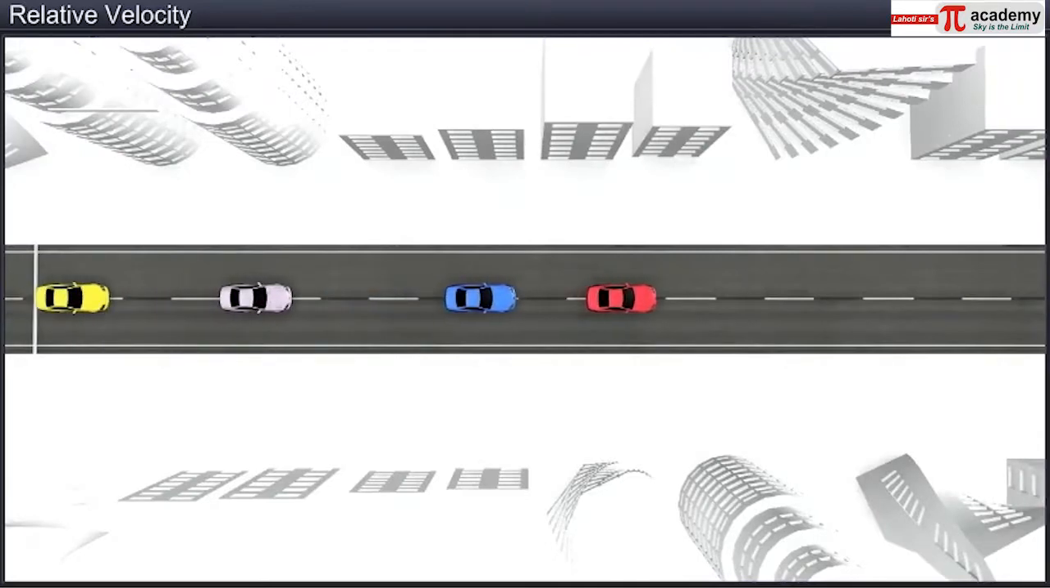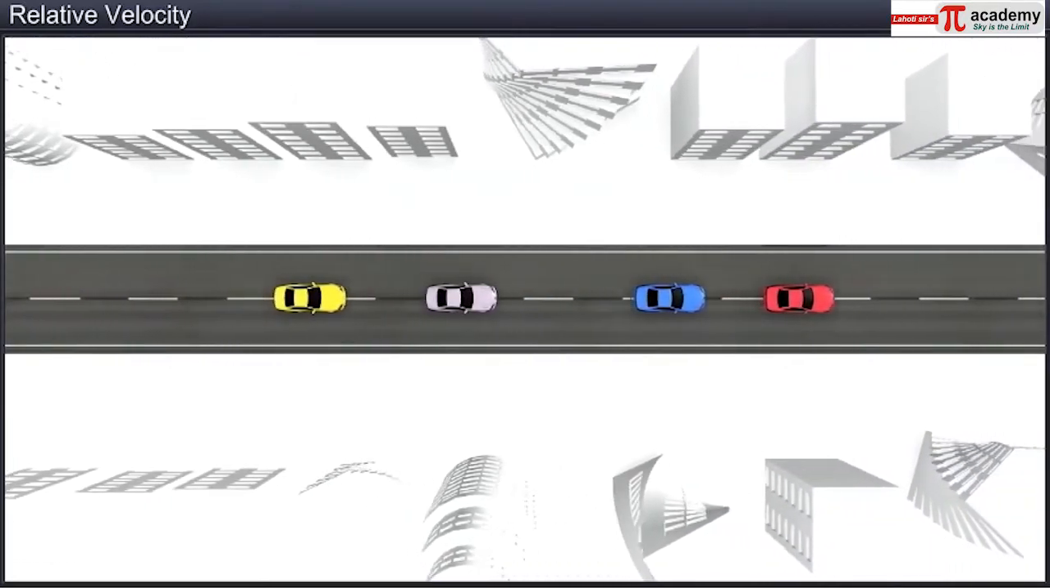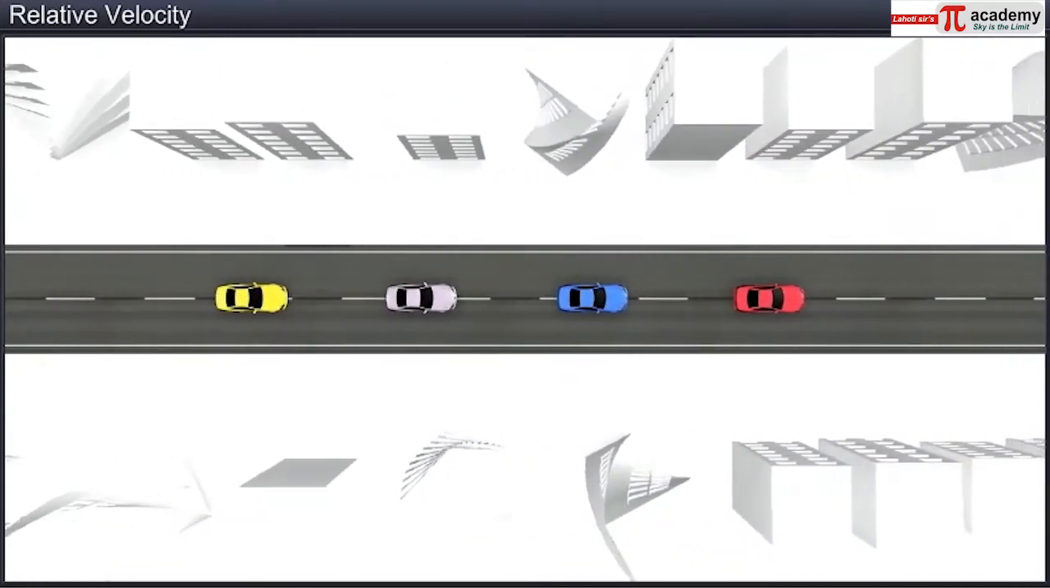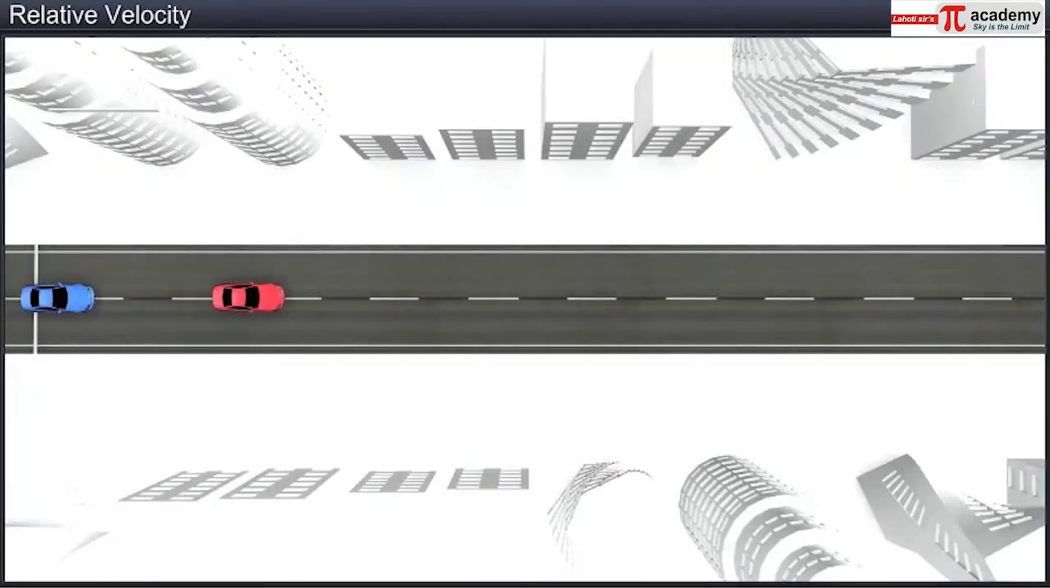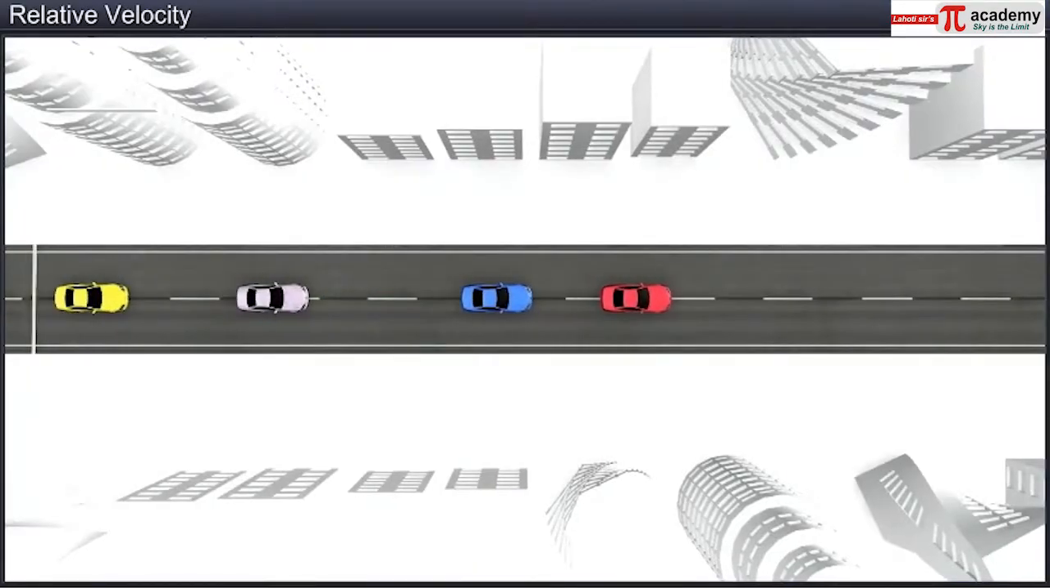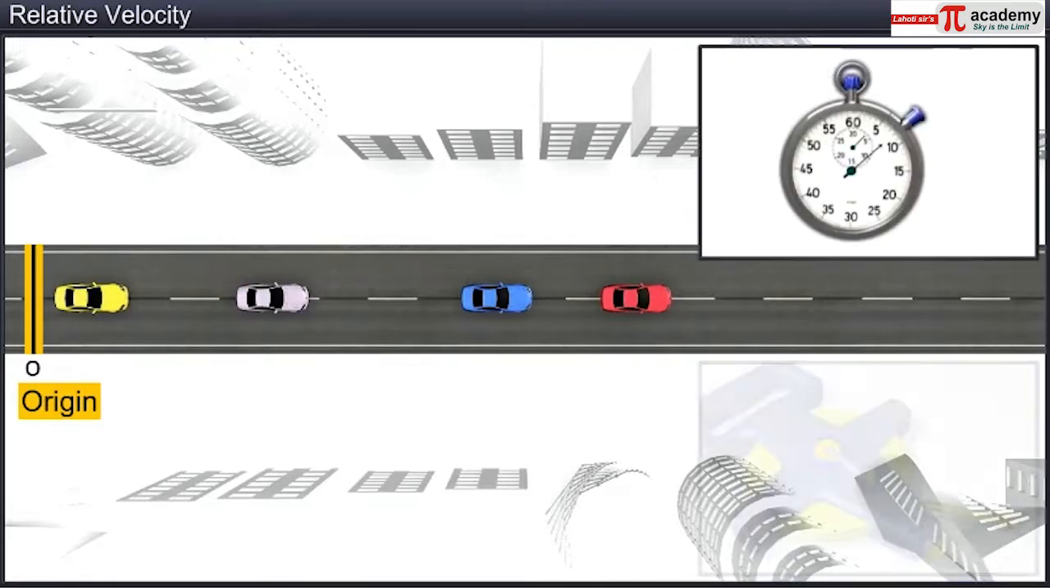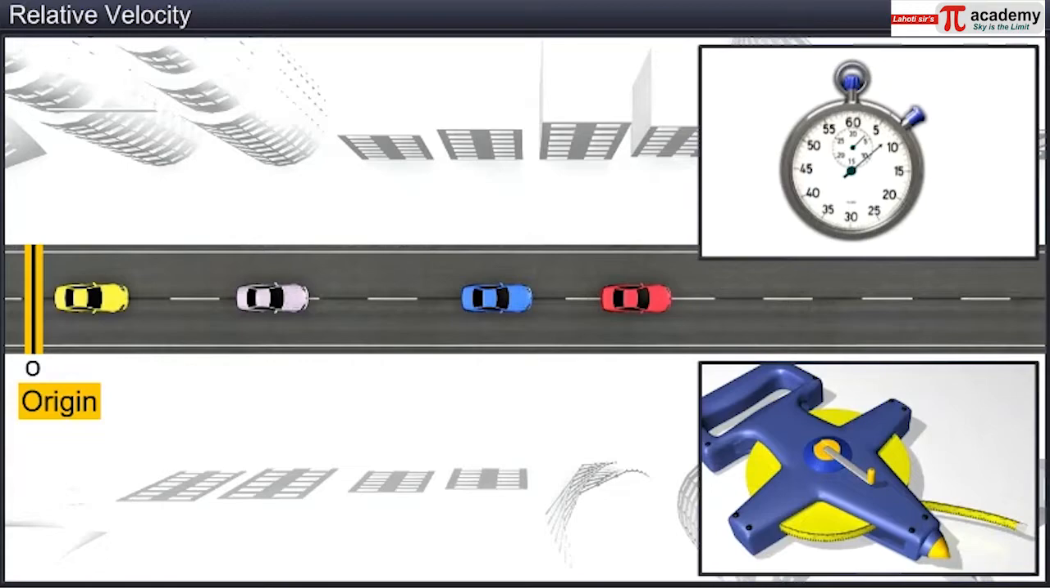When several bodies move independently along the same line, time should be recorded from the same initial instant for all bodies, and displacements measured from the same origin and in the same direction. This implies that a single clock and a single measuring tape should be used.